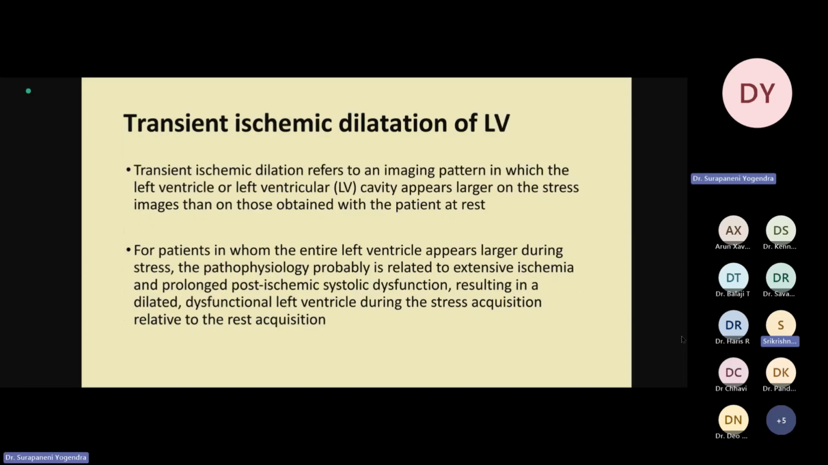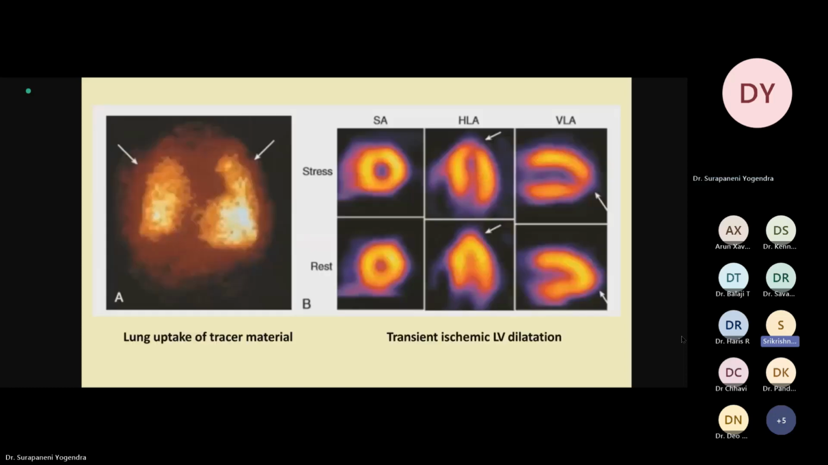The second one is transient ischemic dilatation of the LV. Transient ischemic dilatation refers to an imaging pattern in which the left ventricle or left ventricular cavity appears larger on the stress images than on those obtained with the patient at rest. For patients in whom the entire left ventricle appears larger during stress, the pathophysiology is probably related to extensive ischemia and prolonged post-ischemic systolic dysfunction, resulting in a dilated dysfunctional left ventricle during stress acquisition relative to rest acquisition. The images show lung uptake of tracer and transient ischemic dilatation of the LV.